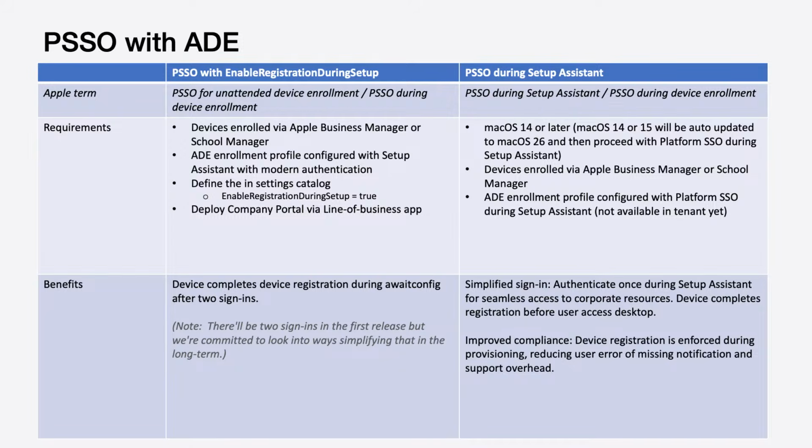First one, the device has to be iOS 14 or later. There is an auto updater feature also released by Apple in the last WWDC. If it's between 14 and 15, the device will be auto updated to 26 and then proceed with platform SSO during setup assistant. If the device is already above 26, it will just proceed with PSSO during setup assistant as the regular flow. And the second one, still, the device needs to be in ABM or School Manager for this to work.